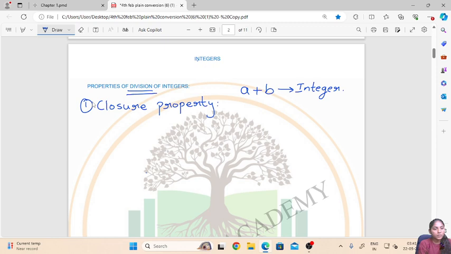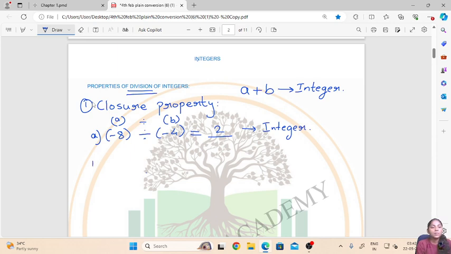In this, let us take some examples. We have one integer as -8, divided by -4. So this is our integer a, it is divided by integer b. So -4 is our integer b. So a divided by b, we will get -8 divided by -4, we will get the answer as 2. Okay, so this is an integer.